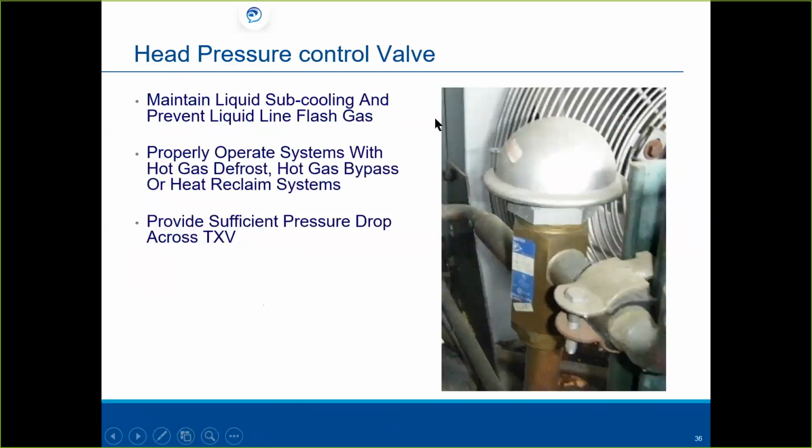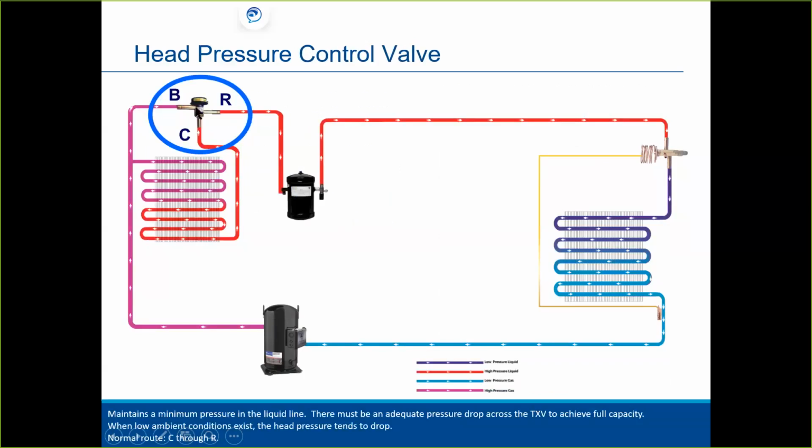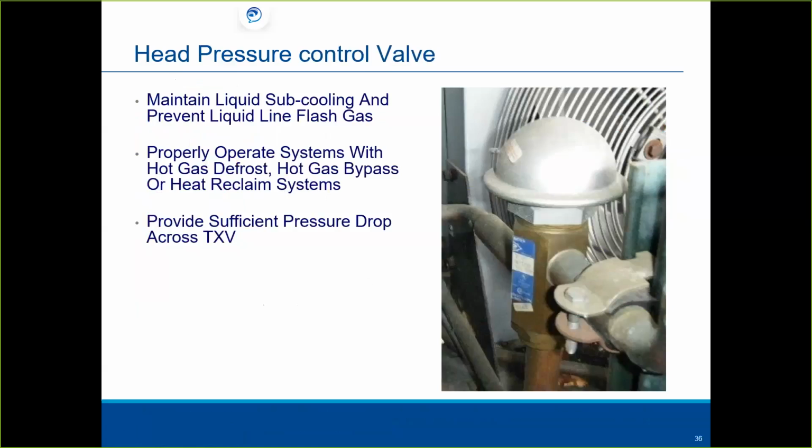Again, it maintains a liquid subcooling and prevents liquid line flash gas. It can be used to properly operate systems with hot gas defrost, a hot gas bypass, or heat reclaim. If you have heat reclaim, what that might look like is you might have, over here, another coil and some ductwork, or you might have this tied to a water heater of some sort that you can heat with that extra discharge gas that you have, okay? It provides sufficient pressure drop across the TXV, which is the main purpose for it in this application.